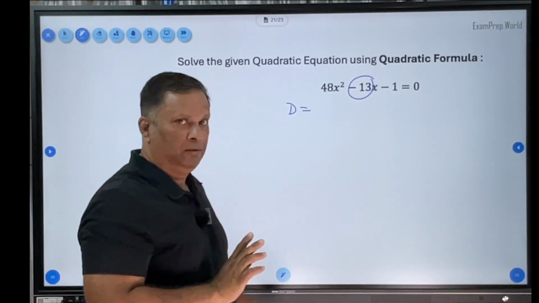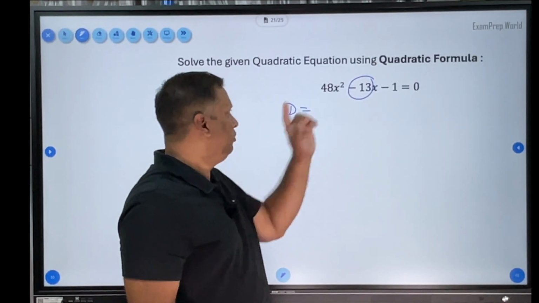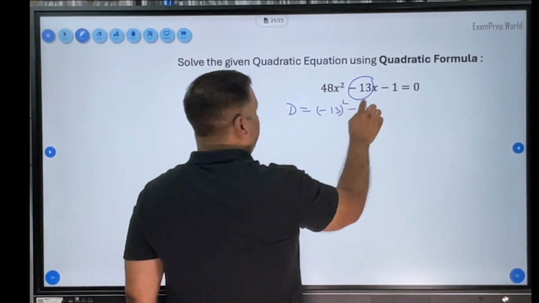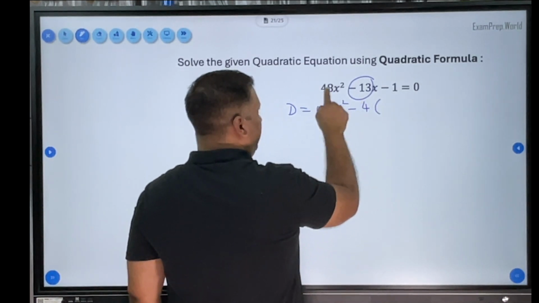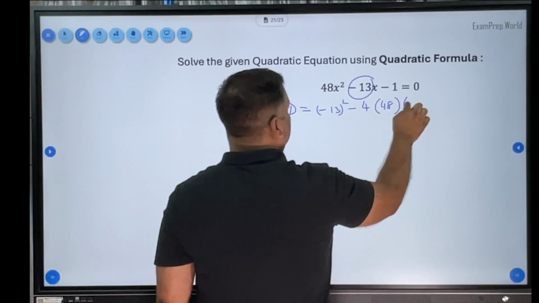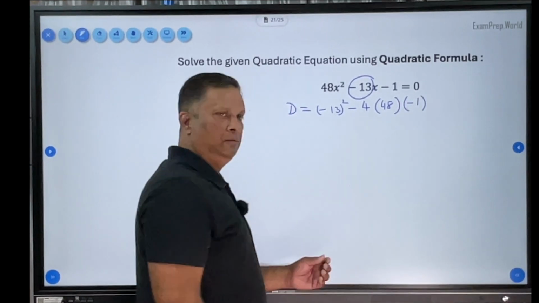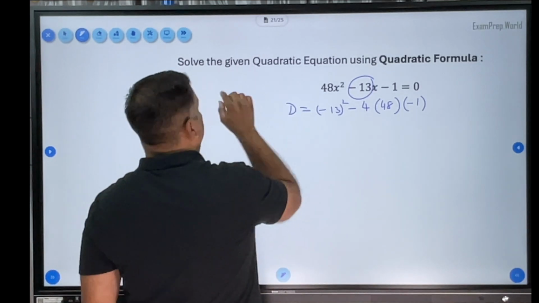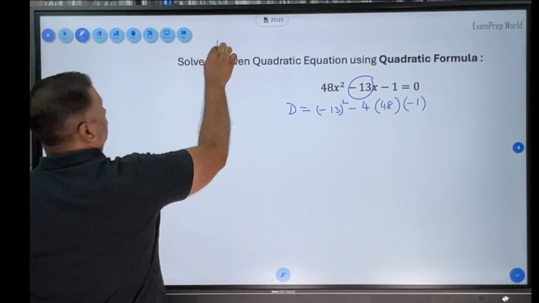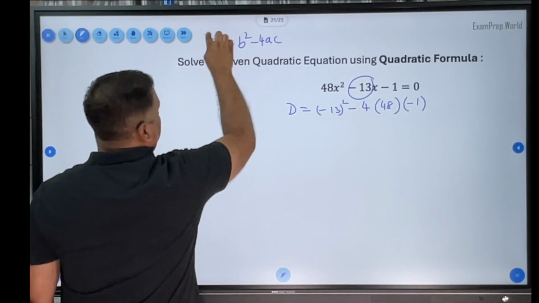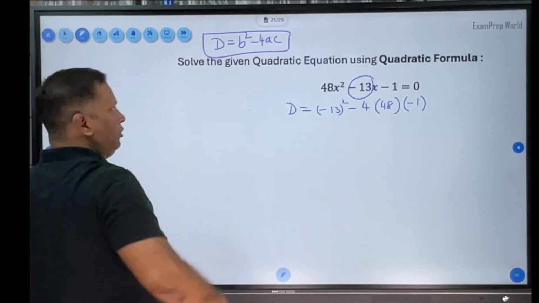Okay, it's not 13, it's negative 13. You have to use the symbol also. So negative 13 whole square minus 4 times a, which is how much? 48, and c is how much? Negative 1. Okay, right? So I'll write the formula for d over here, so you can always remember b square minus 4ac. Write it n number of times, it will go into your head.